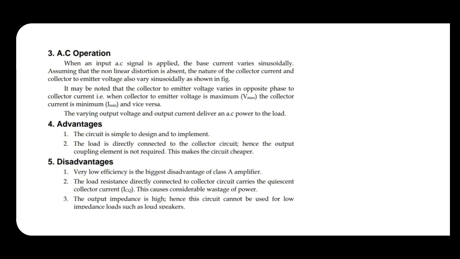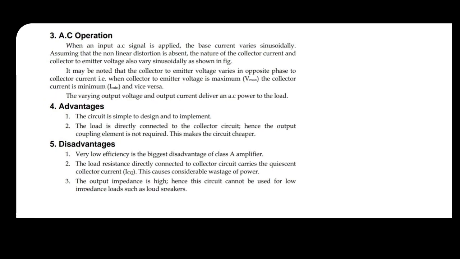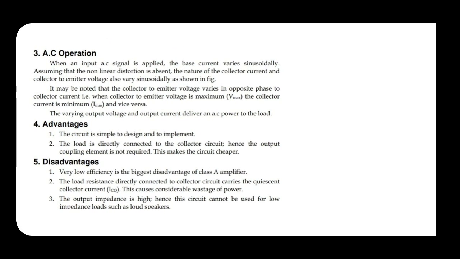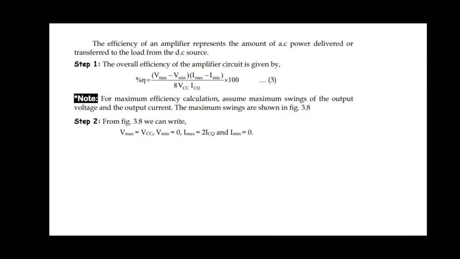The advantage of this circuit is that it is simple to design and implement. The load is directly connected to the collector circuit, hence an output coupling element is not required. This makes the circuit cheaper. The disadvantage, and the biggest one, is very low efficiency. The load resistance is directly connected to the collector circuit, and the quiescent collector current ICQ flows through it. This causes considerable wastage of power. The output impedance is high, hence this circuit cannot be used for low impedance loads such as a loudspeaker.